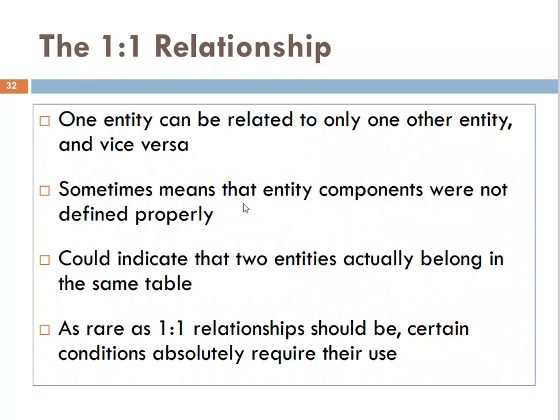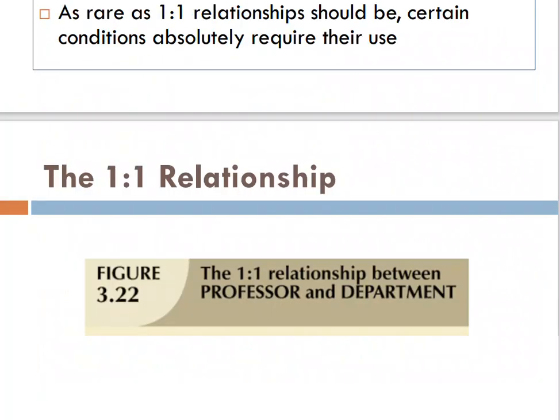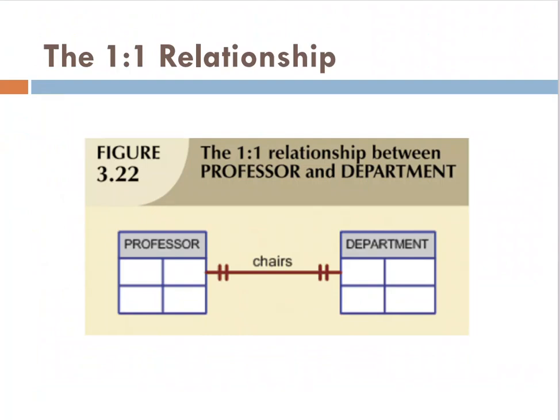So, dia kata one-to-one relationship kemungkinan besar entity komponen tu tidak define secara sempurna. Okay. Dan kemungkinan dua entity itu sepatutnya berada dalam satu table. Okay, this is one-to-one relationship.